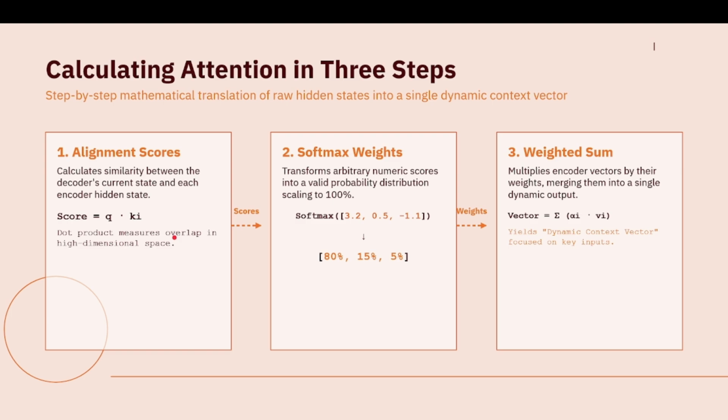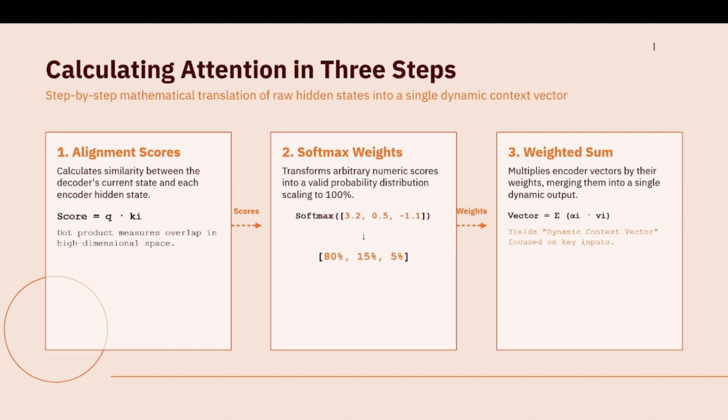So, how does the math actually work under the hood? It happens in three steps. First, we calculate alignment scores. We take the decoder's current state and compare it to every single encoder hidden state, usually using a simple dot product to measure how relevant each input word is to our current step.